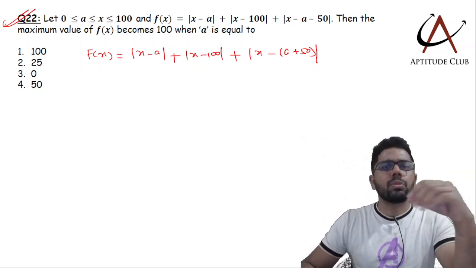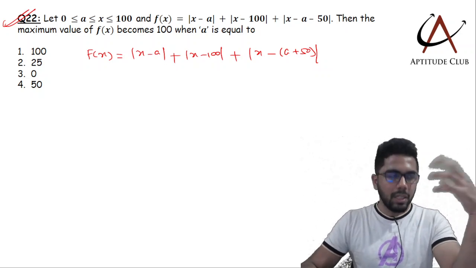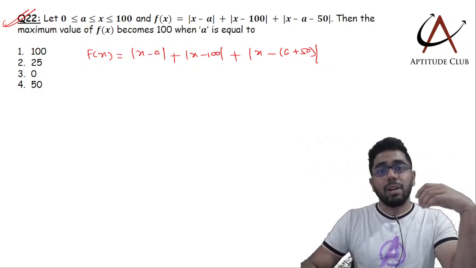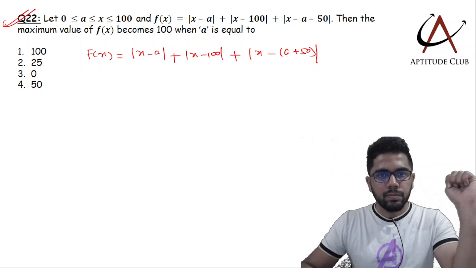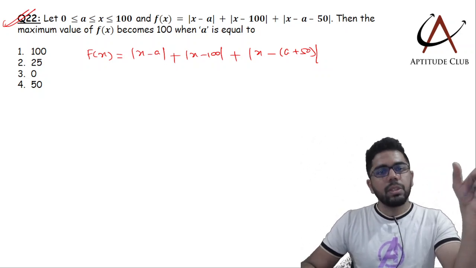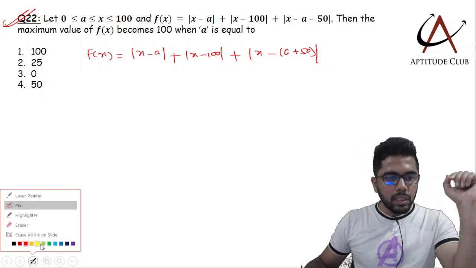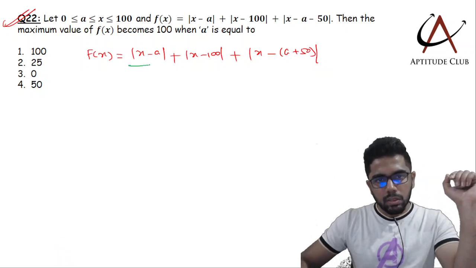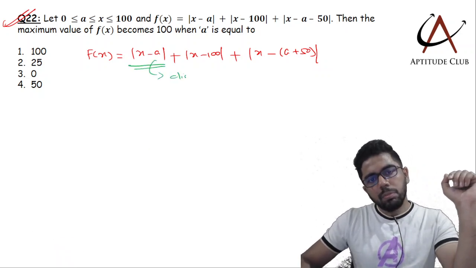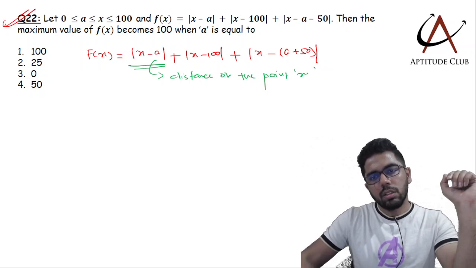If you are familiar with the approach, of course you can. If you are not, maybe I'll consider solving it in round 2. So I'll not waste my time in that way. So in this kind of a question, we'll treat modulus as distance and then solve. Kaise distance? Basically, when I'm writing mod x minus a, so it will be comprehended in this way. It is the distance of the point x from the point a.